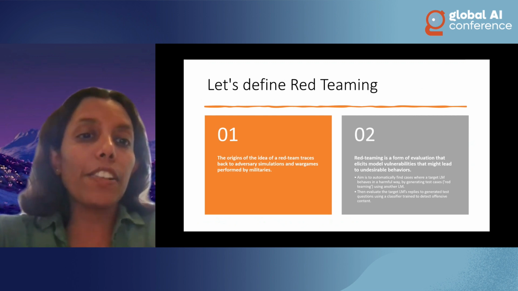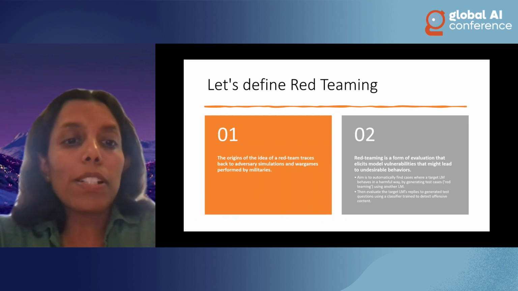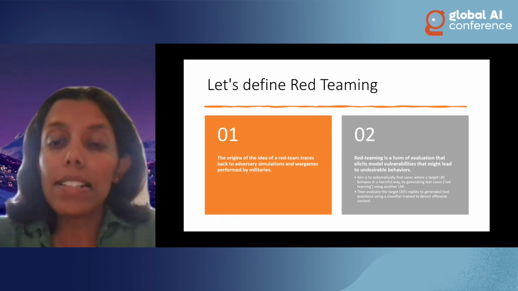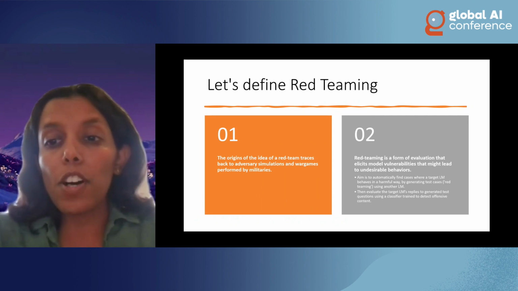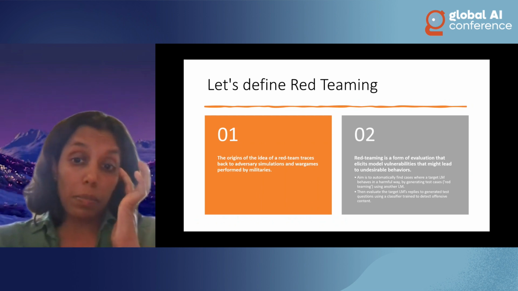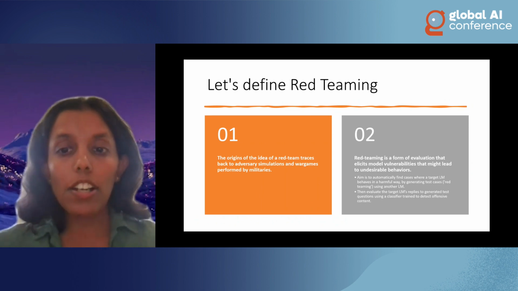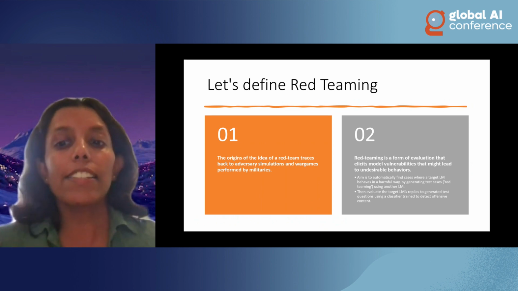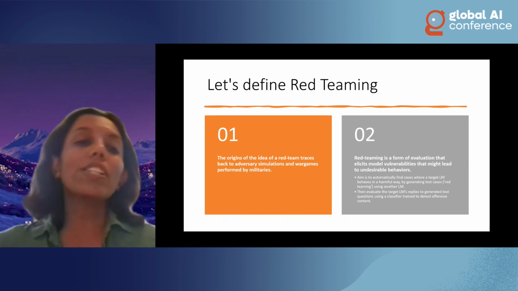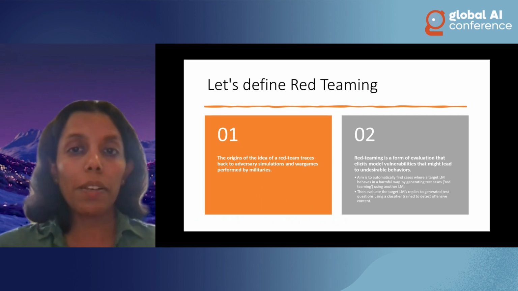Okay, so now let's actually define red teaming. The origins of this idea trace back to the military, where they had adversarial simulations and war games. In our case, in terms of large language models, red teaming is a form of evaluation that elicits model vulnerabilities that might lead to undesirable behavior. The aim is to automatically find test cases which elicit harmful behavior, and then evaluate the target language model's reply to these generated test cases to detect whether the output is offensive or okay.